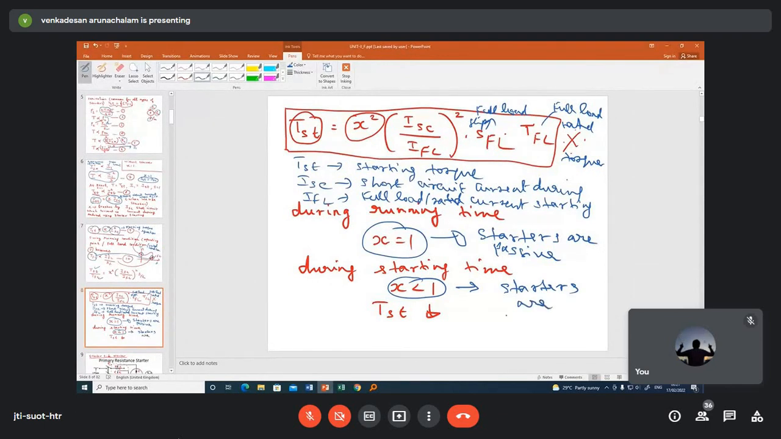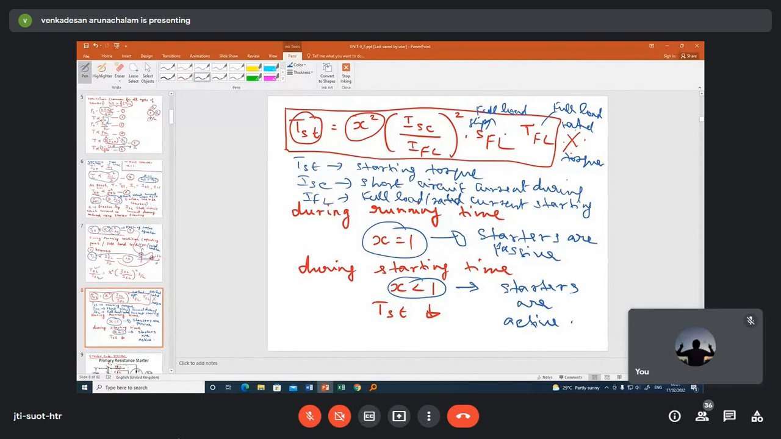What we need to understand from this is that during starting time, when starters are used, the starting torque is reduced a little. But during running time, there is no problem with starting torque because we have already come to the operating point, the running condition. So how much percentage of the starting torque is reduced during starting when we use a starter? That we can understand from this equation: starting torque is equal to X squared (ISC by IFL) the whole squared S_FL into T_FL.